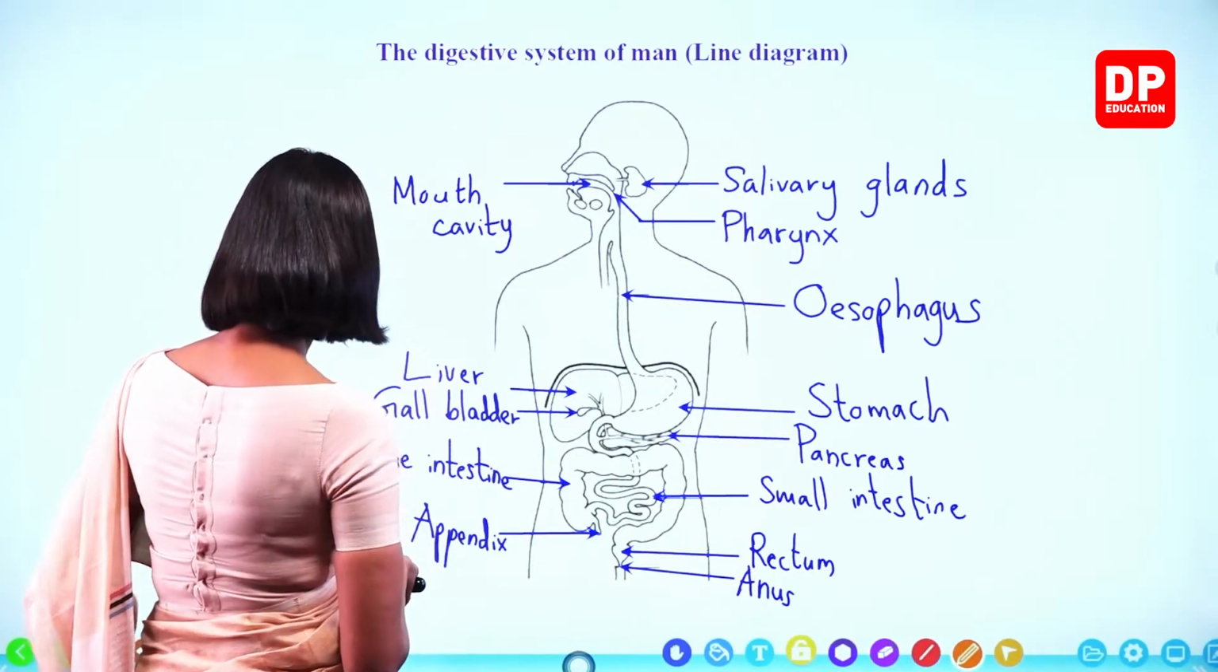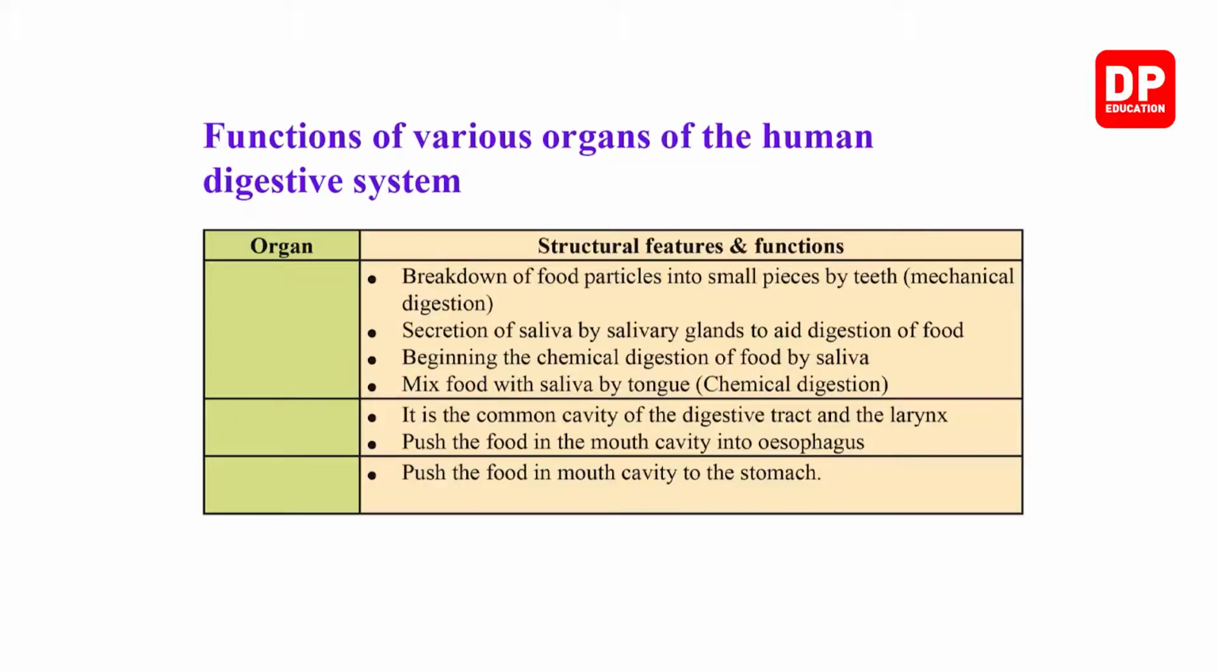Right, children? Okay. Here we have the table of the functions of each part, right? Functions of various organs of the human digestive system. So we have to write the relevant organ here, with structural features and functions. Now what is the first one? Breakdown of food particles into small pieces by teeth.